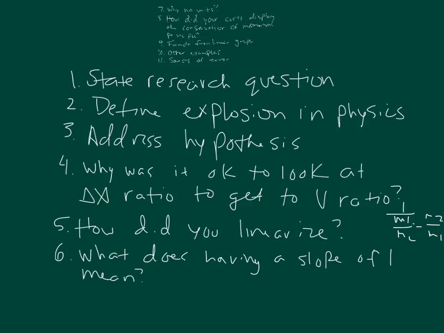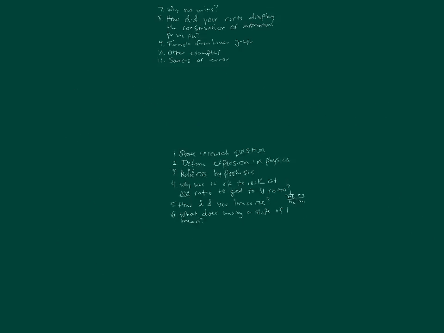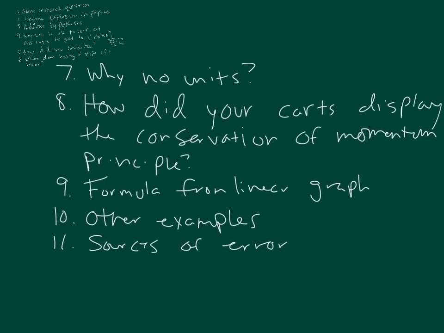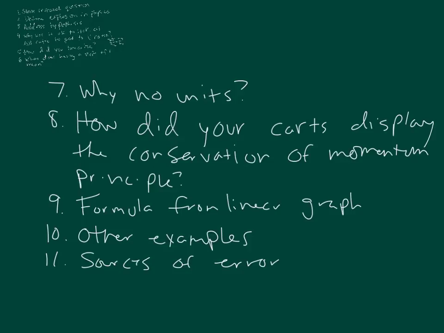Number 6, what does having a slope of 1 mean? Basically talk about the fact that it's 1, which would just mean the y-axis is exactly equal to the x-axis. Then we will get into the next part. Why no units? We ended up with ratios, and when you divide a meter by a meter, that's going to cancel out. So we don't have any units in our math.